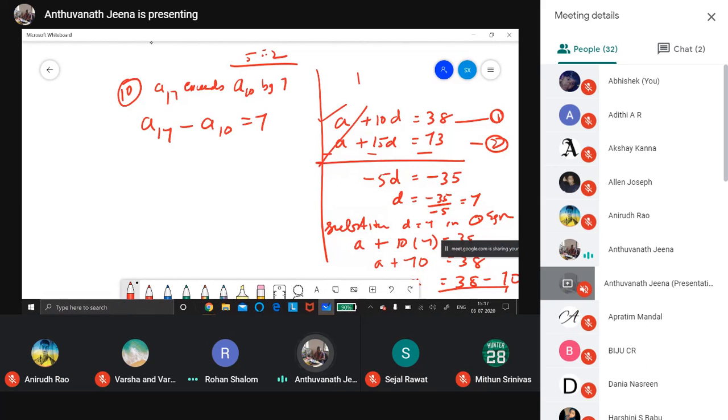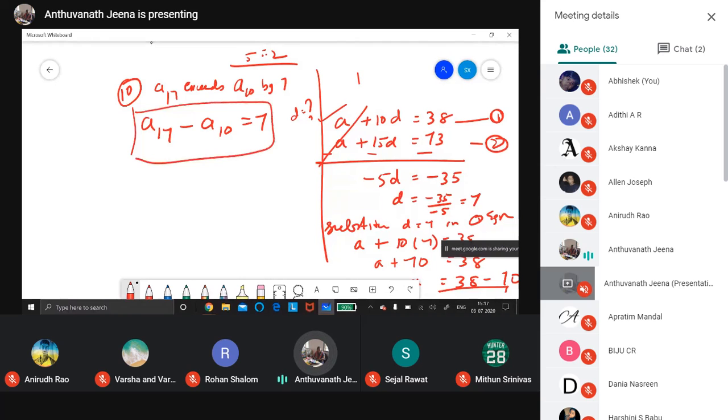Find the common difference. The common difference should be calculated, that is the question. Bigger. How much bigger? 7. So the question is given in the form of a statement.